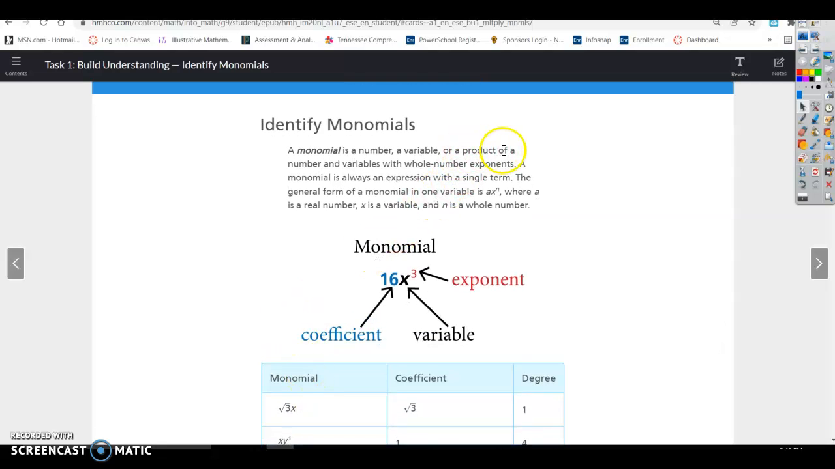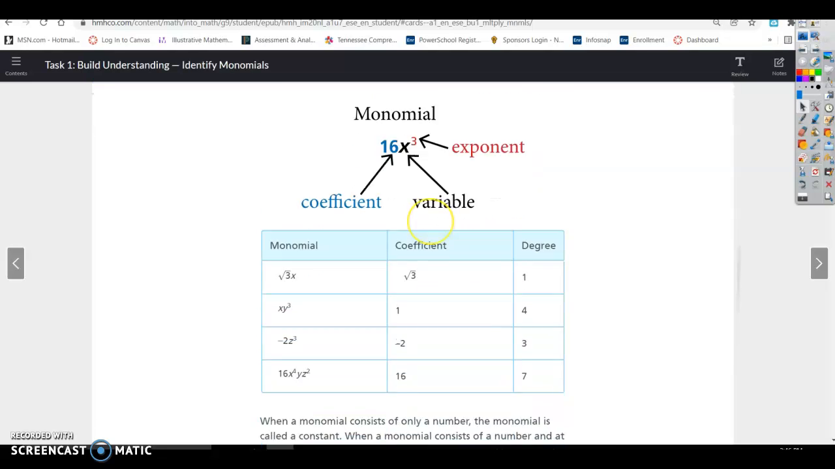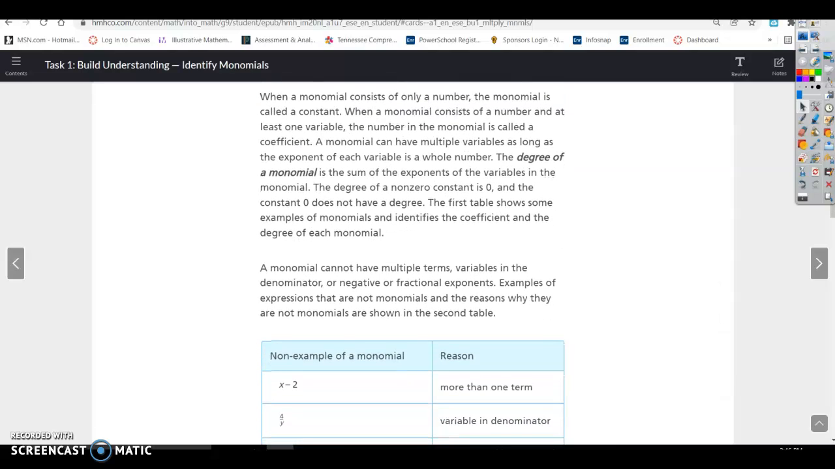And it's a product of a number and variable with whole number exponents. So whole number exponents, that's important to remember. It says when a monomial consists of only a number, the monomial is called a constant. When a monomial consists of a number and at least one variable, the number in the monomial is called a coefficient. A monomial can have multiple variables as long as the exponent of each variable is a whole number.